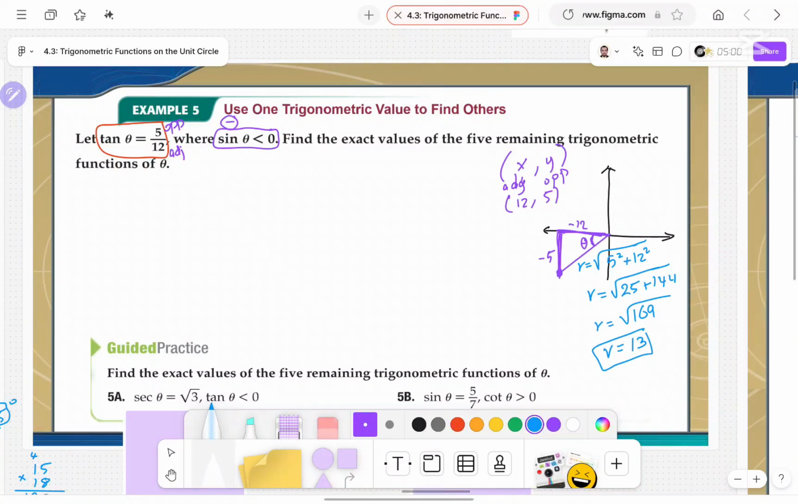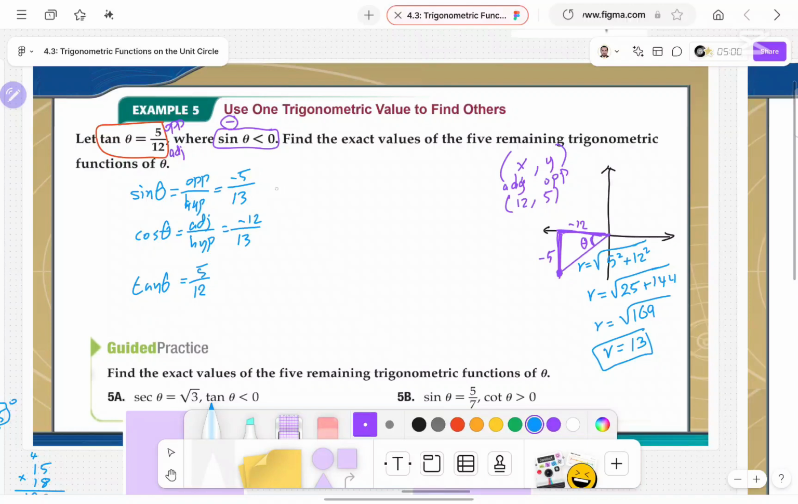So I found r. Now let's find the 6 trigonometric ratios, or the 5 remaining ratios. So sine theta. Sine is the opposite over hypotenuse. Opposite is negative 5 over 13. Cosine theta is equal to adjacent over hypotenuse. Adjacent is negative 12 over 13. Okay, tan is already given. We know that tan theta is 5 over 12.